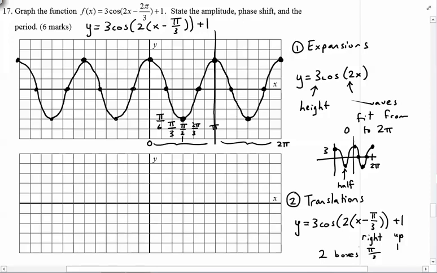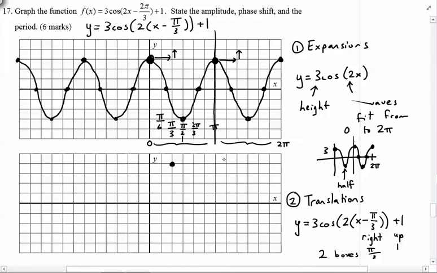So now I'm going to take this top point right here, and I'm going to move it 2 boxes over and 1 box up to put it over here. And I'm going to do the same thing with every single point. I'm going to move it 2 boxes over, 1 box up, and put the results on the graph below.